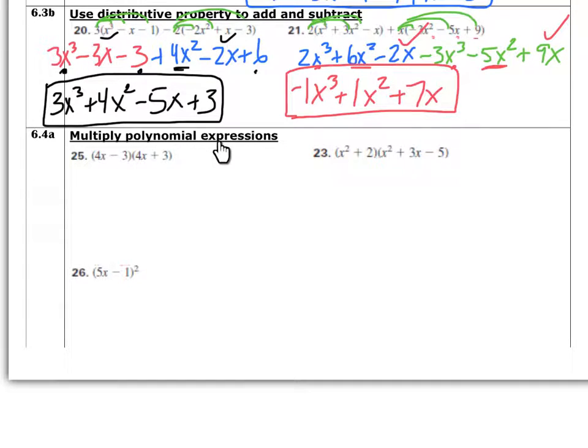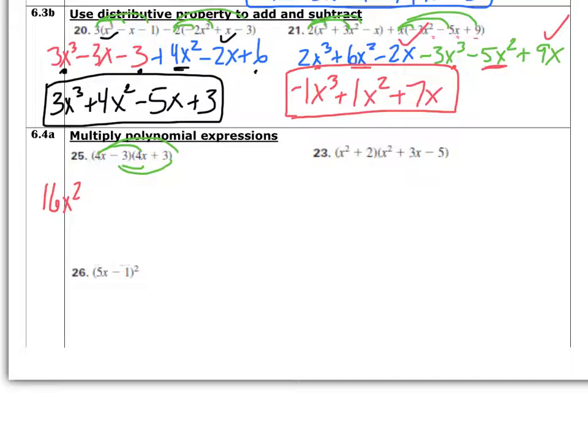6.4a wants us to multiply polynomial expressions. So here we have one binomial times another binomial. In this case, we're just going to distribute the 4x to both and the negative 3 to both and rewrite it. So here 4x times 4x is going to be 16x squared.